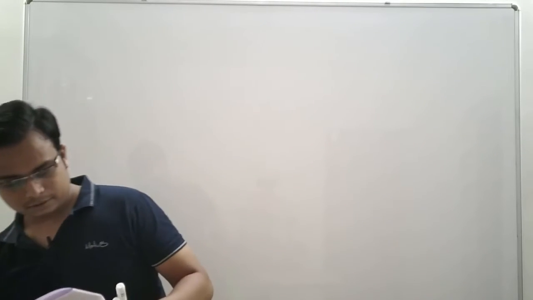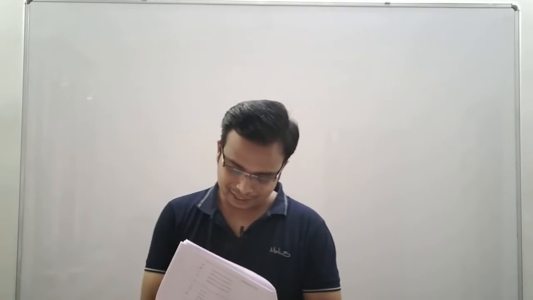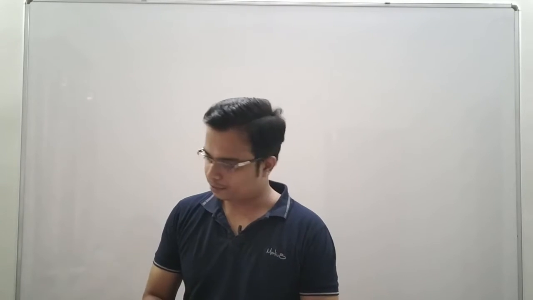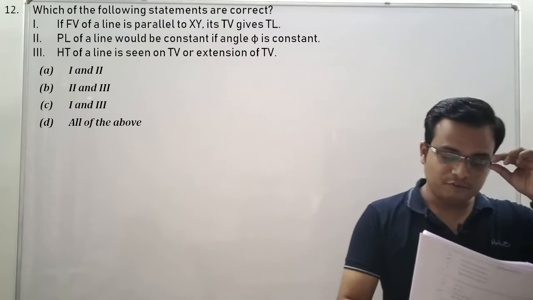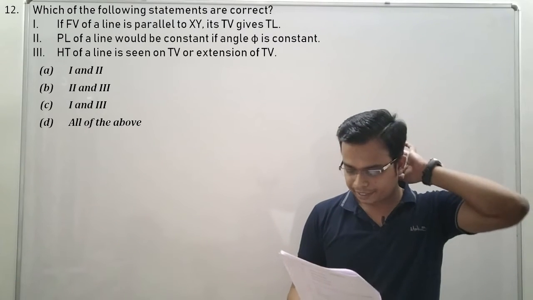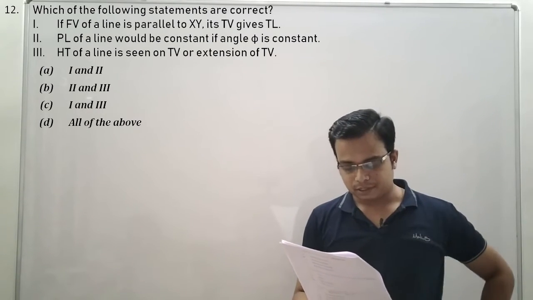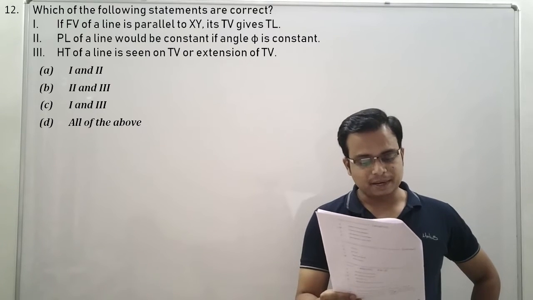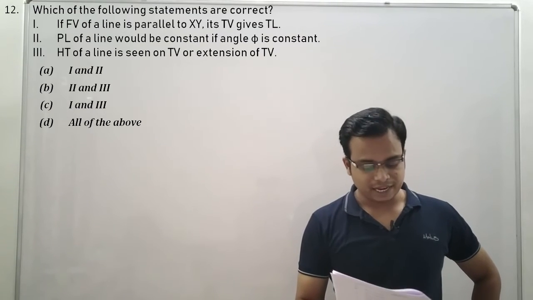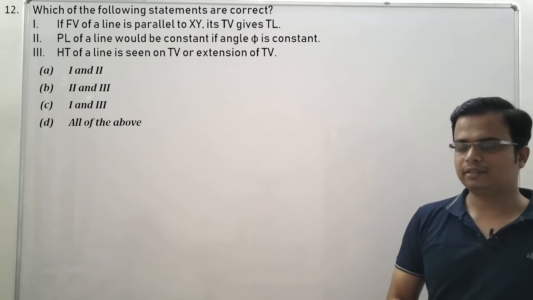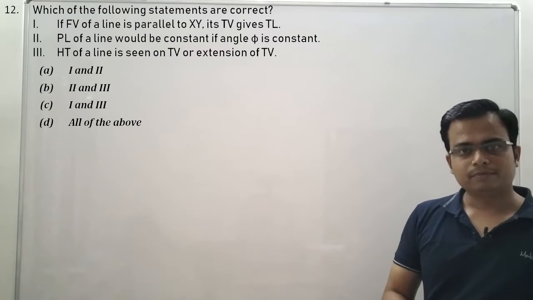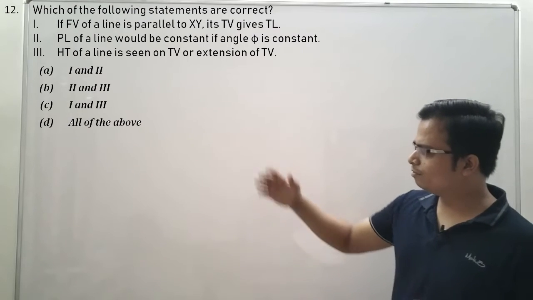Now let's take a look at problem 12. Which of the following statements are correct? The first statement is, if the front view of a line is parallel to xy, its top view gives the true length. Well, this is something that was explained just a few questions before. We'll take a look at this.